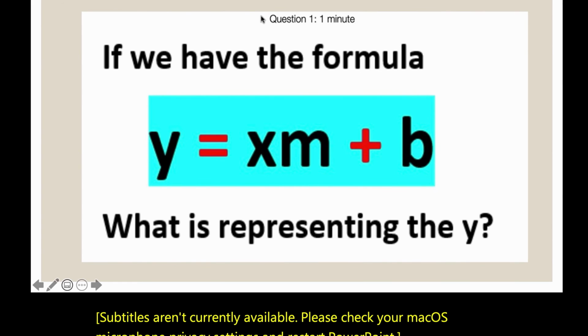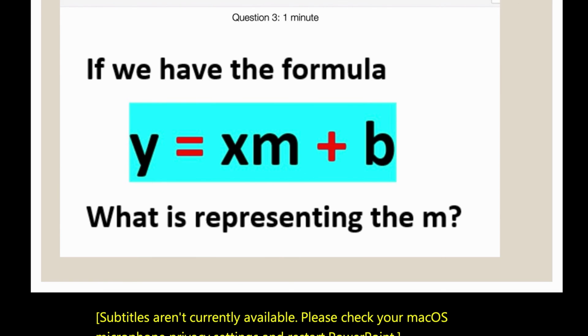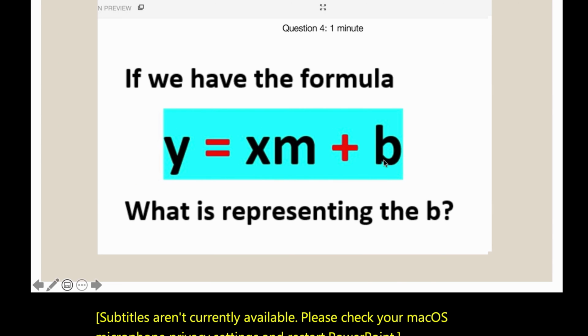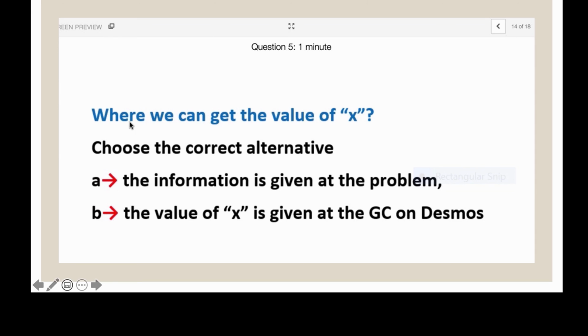In this slide, I am asking what is representing the y. What is representing the x? What is representing the m? What is representing the v? My students have to respond to this question. Where can we get the value of x? Choose the correct alternative, A or B.